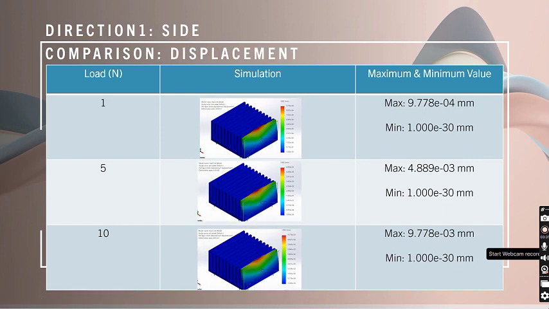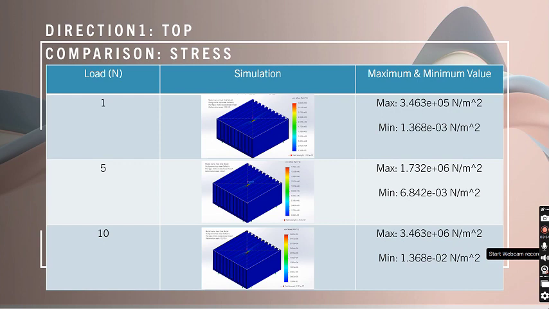And this one is a displacement, and the minimum is still the same, which is 1 times 10 to the power of negative 30 mm. And when the load is increasing, the difference between the maximum and minimum value will be increasing as well.